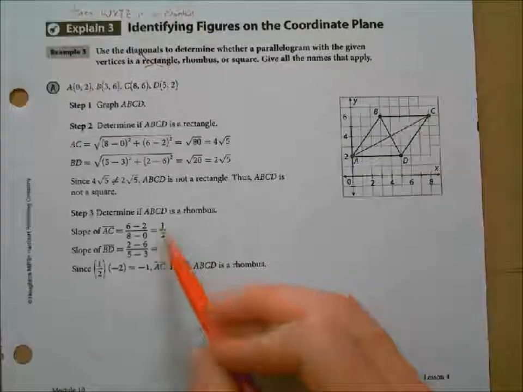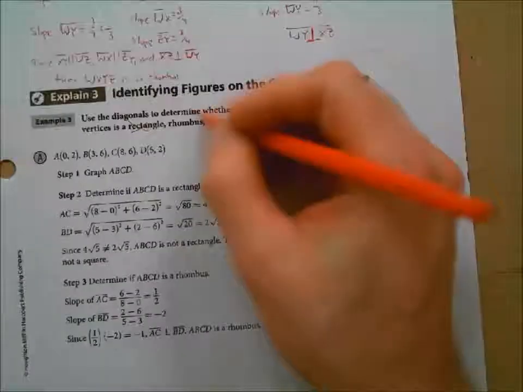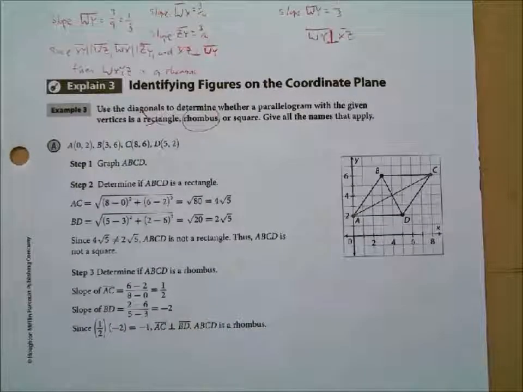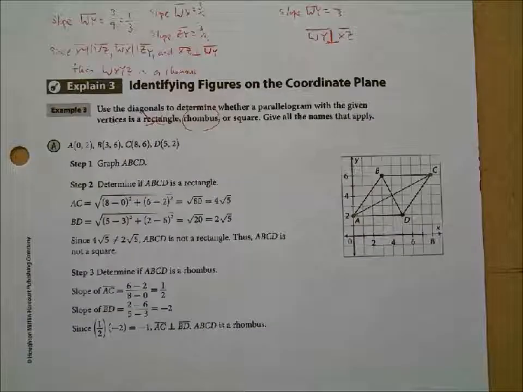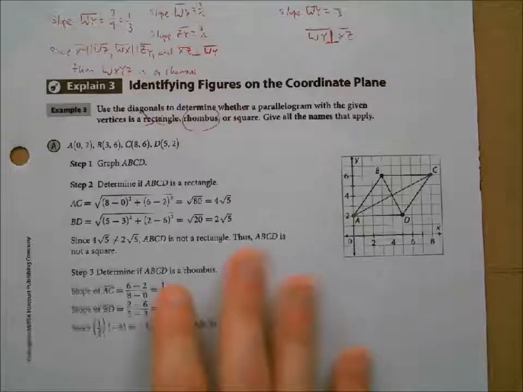Okay, rhombus. What would be true about the diagonals if the parallelogram was a rhombus? What additional thing would be true about the diagonals? The diagonals would be what? Luke? Perpendicular. You got it. And it looks like they are perpendicular here. And when you find the slopes, the diagonals are opposite reciprocals. So it is a rhombus.